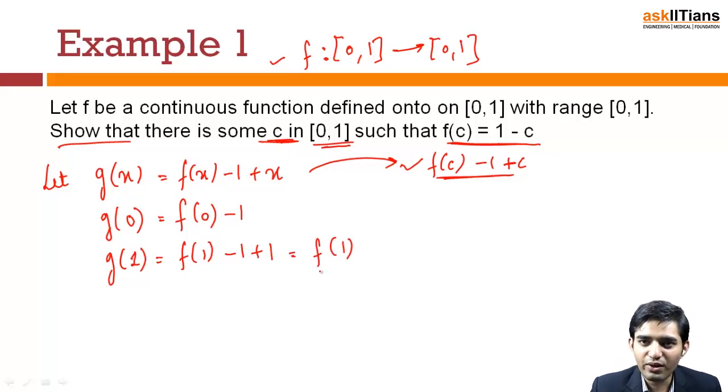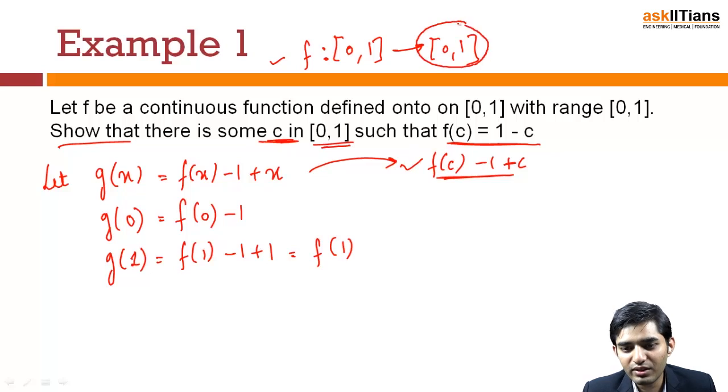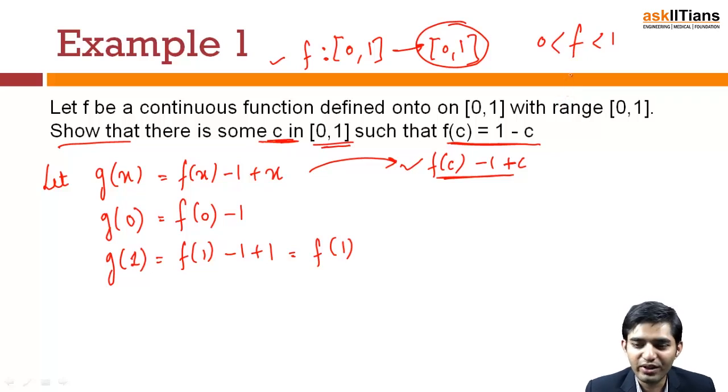Now what is the range of f(x)? See, the range of f(x) is between 0 to 1, right? So f will always be between 0 to 1, or you can say y. Range is basically values of y. So y is nothing but f(x). So f(x) will always be between 0 to 1.